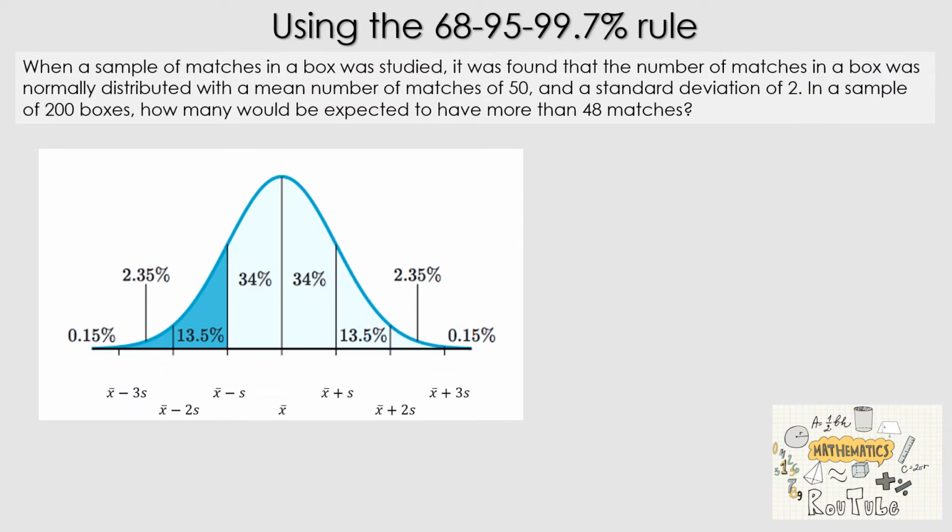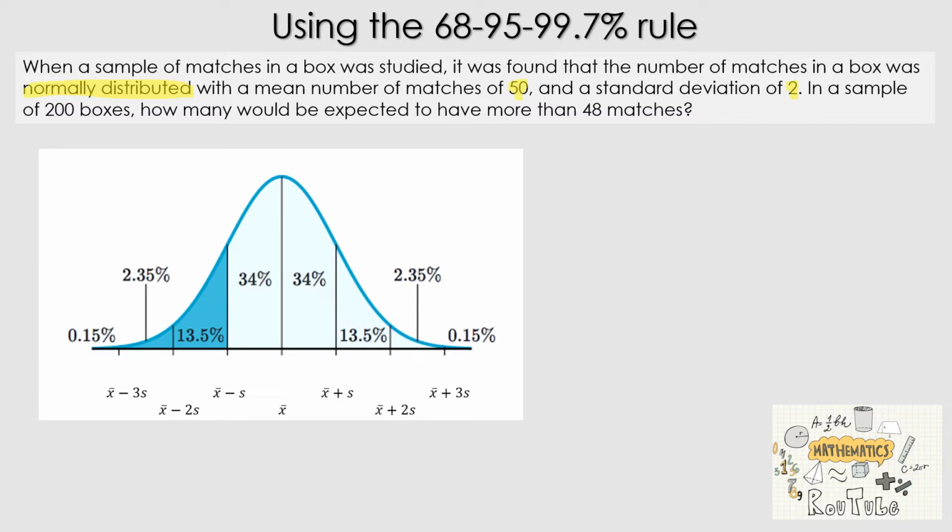All right, let's have another go at using the 68, 95, 99.7% rule, but this time we're going to be asked a slightly different question. Okay, so let's have a look. When a sample of matches in a box was studied, it was found that the number of matches in a box was normally distributed. Okay, there we go. Once again, it comes up in the wording. Okay, it was normally distributed with a mean number of matches of 50 and a standard deviation of 2.